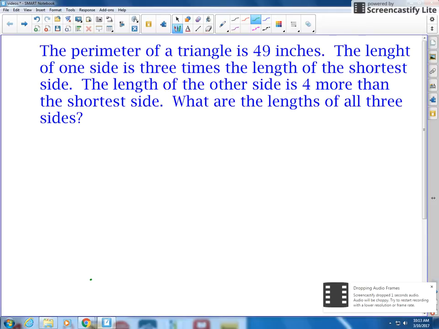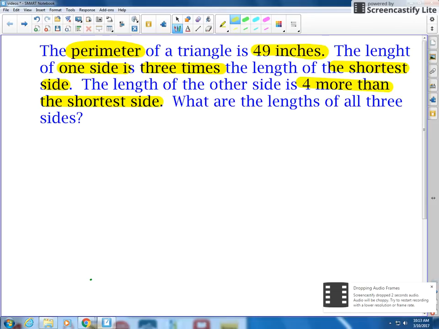The perimeter of a triangle is 49 inches. So I'm going to highlight that, and it's the perimeter. I don't want to highlight everything, otherwise the important facts don't stick out. The length of one side is 3 times the length of the short side. So one side is 3 times the length of the shortest side. The length of the other side is 4 more than the shortest side, and write the lengths of all 3 sides. That can be very overwhelming.